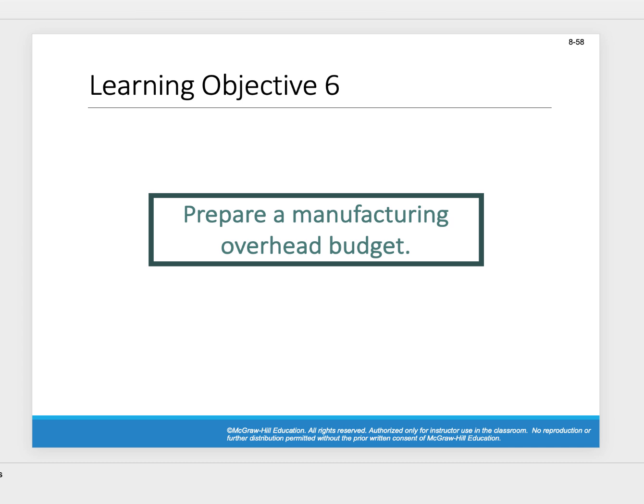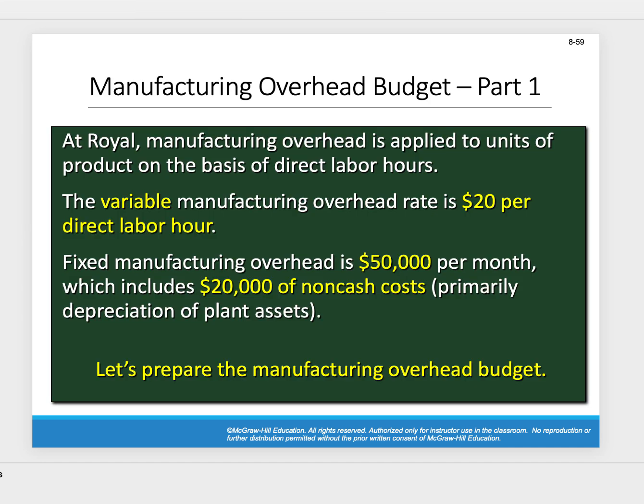Manufacturing overhead budget. Again, we need to know a few things, right? We need to know what our fixed costs are. We need to know what our variable costs are for manufacturing overhead. We also need to know depreciation. Why? Well, because depreciation is a non-cash expense. We're trying to figure out what our manufacturing overhead is, how much it is going to cost us in cash, right? We need to back out depreciation because depreciation is a non-cash expense. That's not going to affect our cash, right?